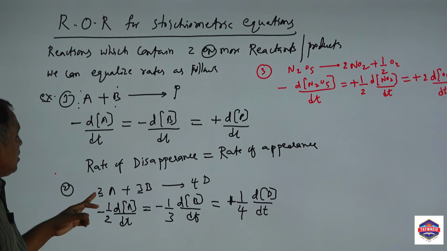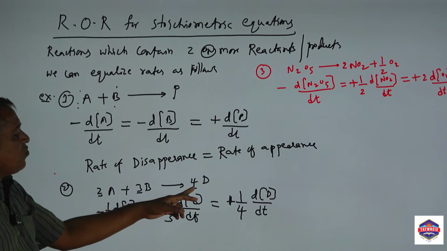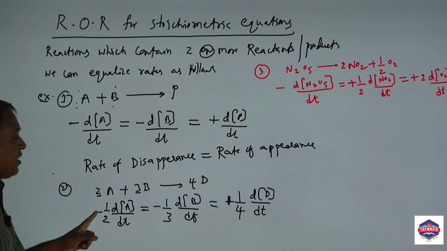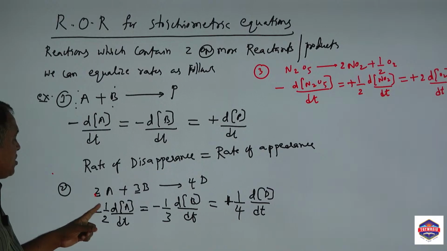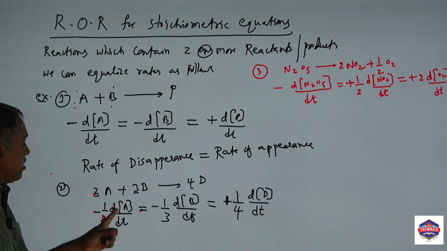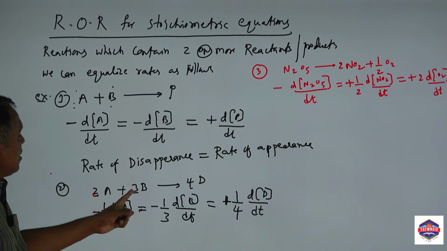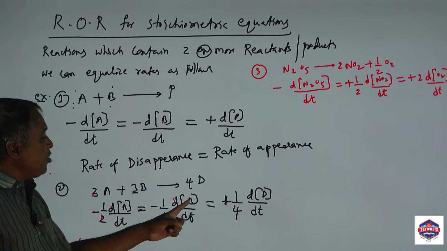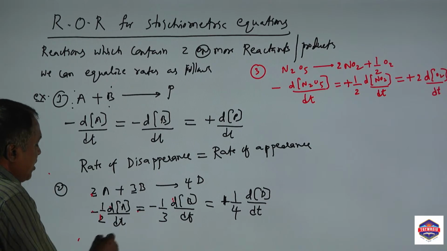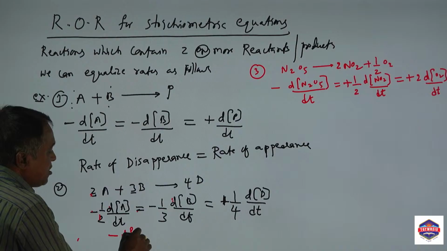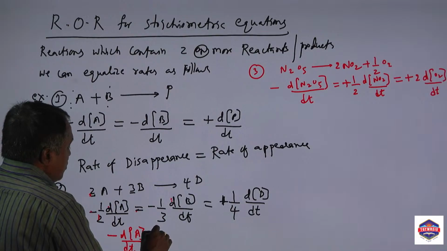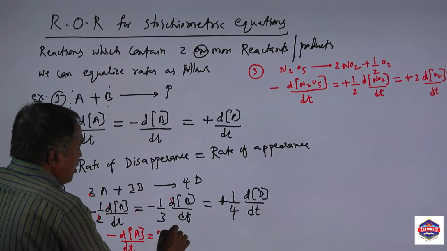Suppose you take 2A plus 3B gives 4D, one chemical reaction. For that, you place a negative sign because it is a reactant, and the reciprocal of 2 is 1 by 2, dA by dt. It is equal to the rate of reactant B with 1 by 3. Therefore, minus 1 by 2 dA by dt is equal to minus 1 by 3 dB by dt, which we can write as minus dA by dt equal to minus 2 by 3 dB by dt.